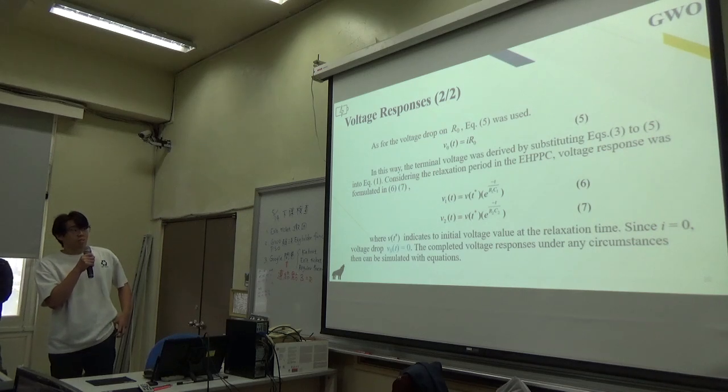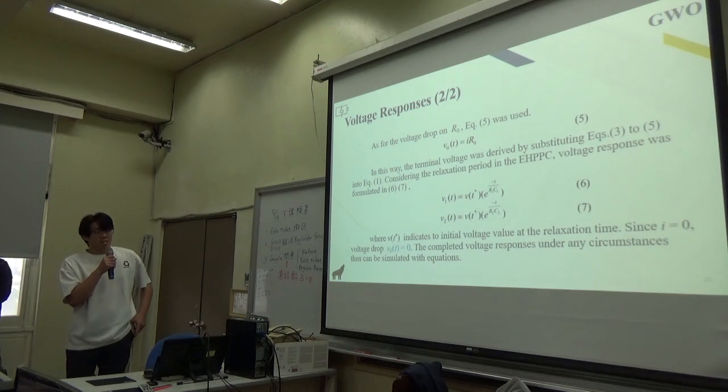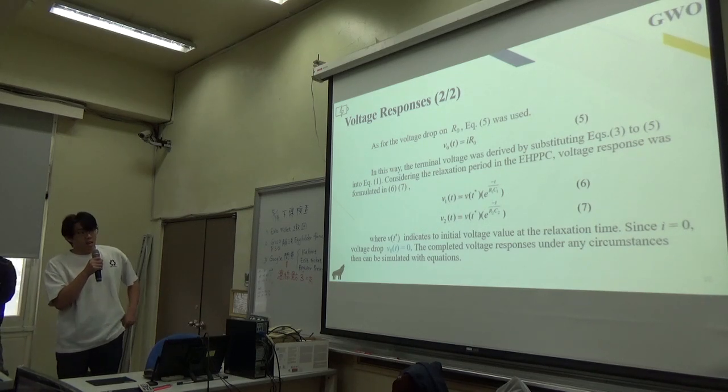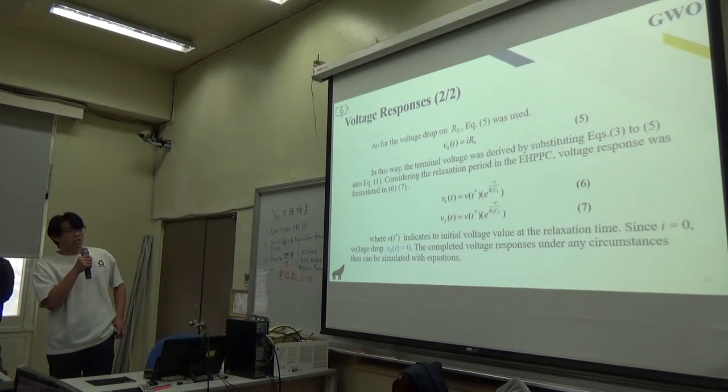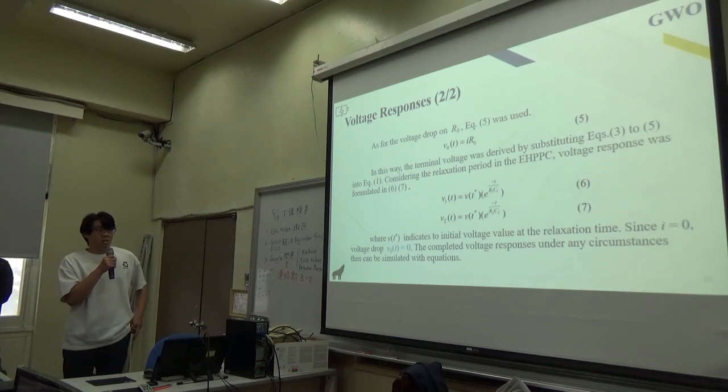Considering the reaction period in the EHPPC, voltage response was formulated in equations 6 and 7. In equations 6 and 7, V of t star indicates the initial voltage value at the reaction time. Since I equals 0, the voltage drop equals 0. The complete voltage response under any circumstance can be simulated with these equations.